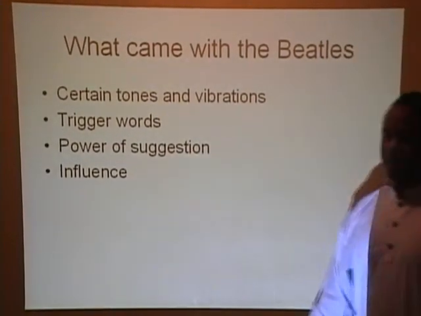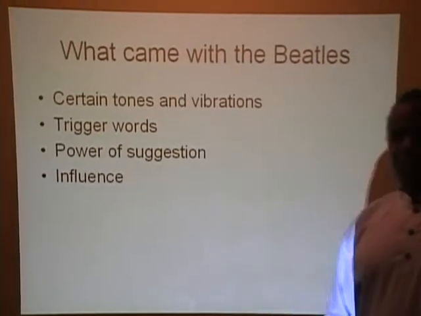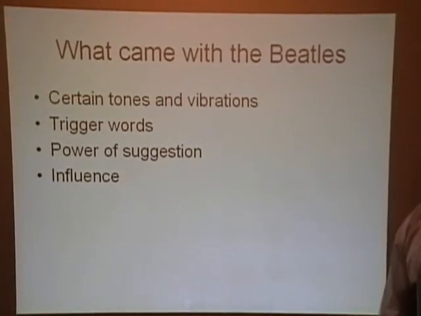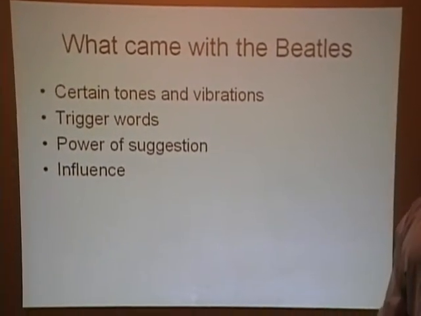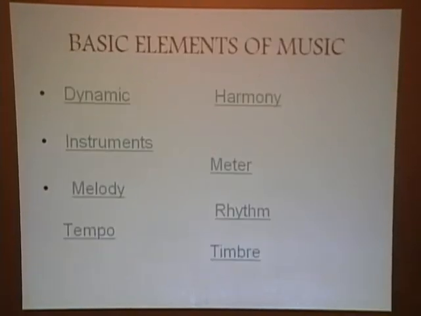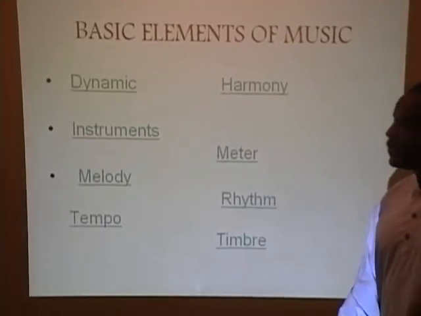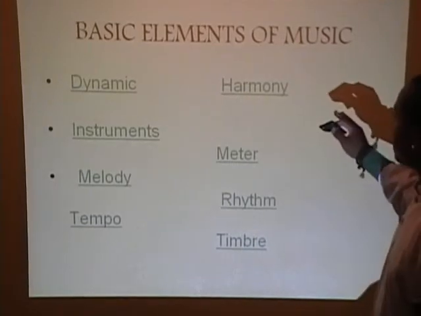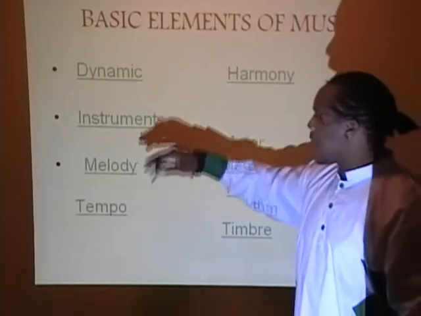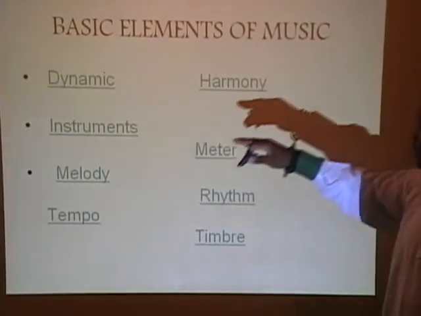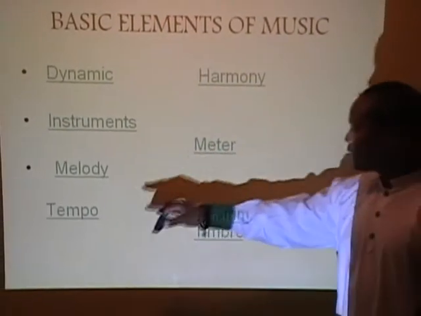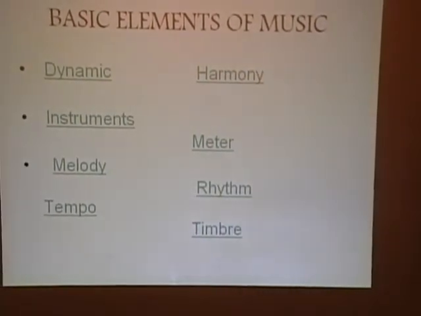What came with the Beatles? Certain tones, vibrations, trigger words, power of suggestions and influence. Now these things came with the Beatles, and I'm sure you know exactly what I mean. First I want to cover the first 8 elements of music: dynamics, instruments, harmony, melody, meter, tempo, rhythm, and timbre.